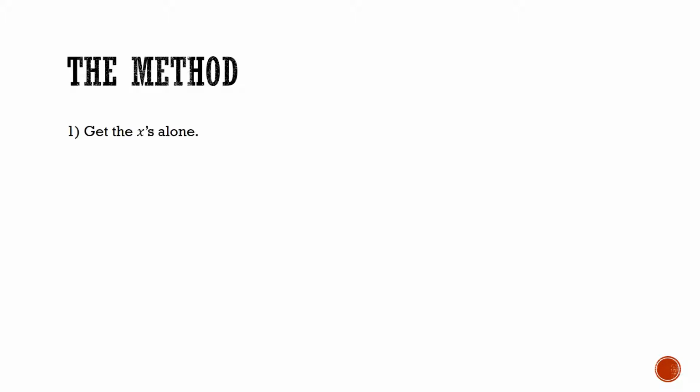All right, so the method. I'm just going to give you the list of steps. It's not going to make much sense until we do a problem, so just write this down and we'll refer to it. The first is get the x's alone. Then use the box to find the square, and that would be the bottom right square.